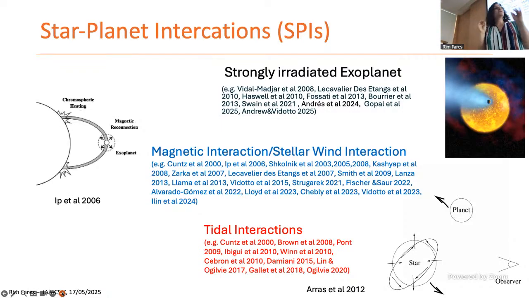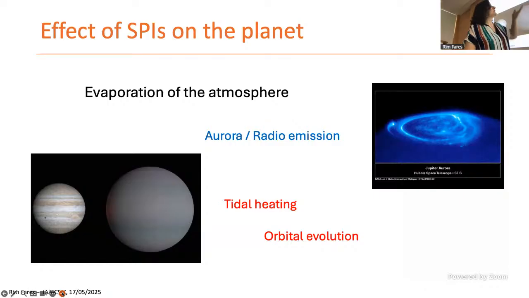I'm going to start telling you just some ideas of how they affect the planet, and then I will pass to the star. So for the planet, of course, they affect the planetary atmosphere, a lot of chemical reactions in the planetary atmosphere, evaporation of the planetary atmosphere, and so on. You could see some aurora or radio emission due to auroral emission from the atmosphere of the exoplanet.